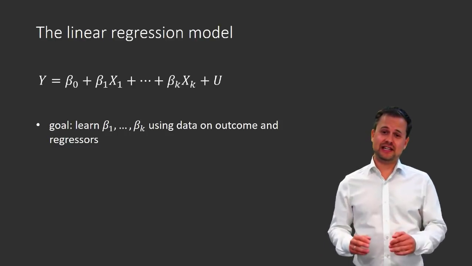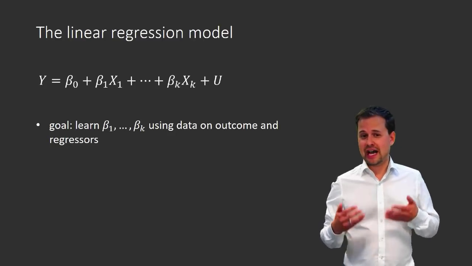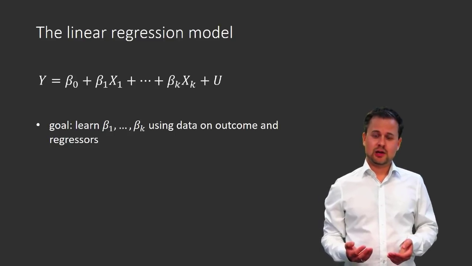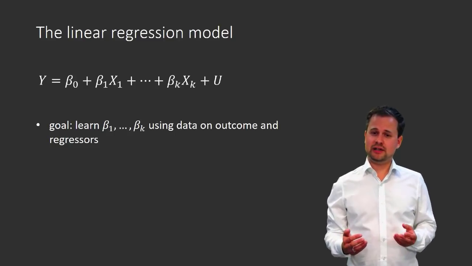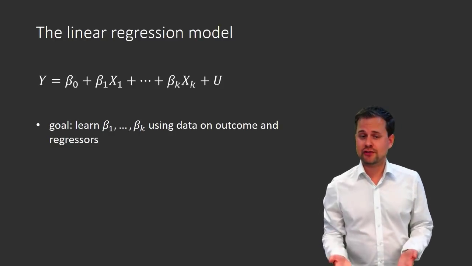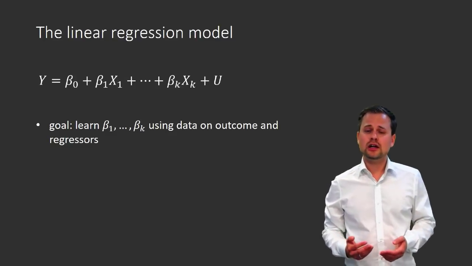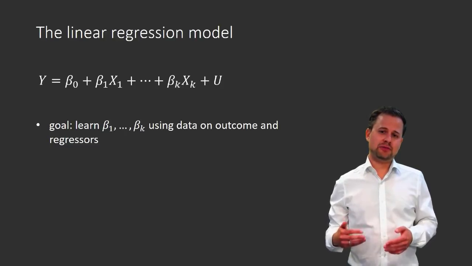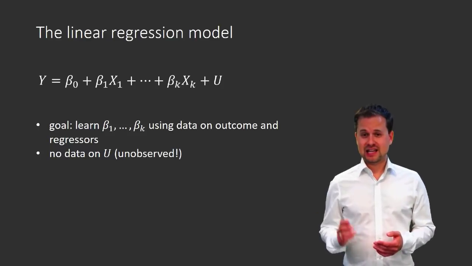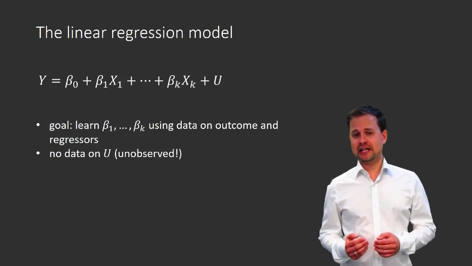And we will obtain this data by drawing individuals from the population and then observing their outcomes and observing their regressor values. We will not have any data on U because U is unobserved, which means that it is either impossible or just impractical to measure all the unobserved inputs that feed into U. So no data on U. That actually complicates our analysis. It makes it harder for us to estimate the beta coefficients.